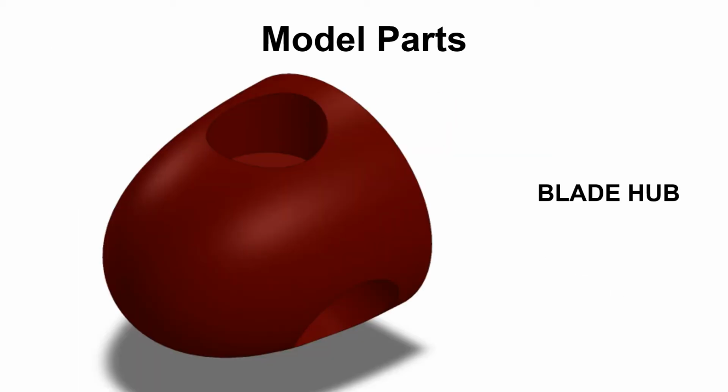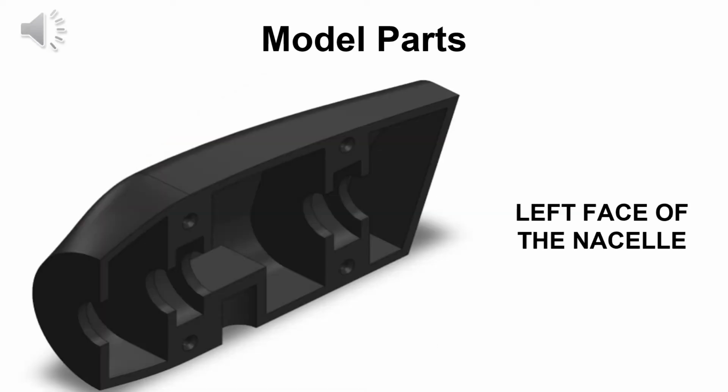The third part would be the blade hub. It is bullet-shaped and it holds the 3 blades of the turbine. To model these, we again used 3 SolidWorks features: the revolved boss base, the extruded cut, and the circular pattern to cut the blade slots.